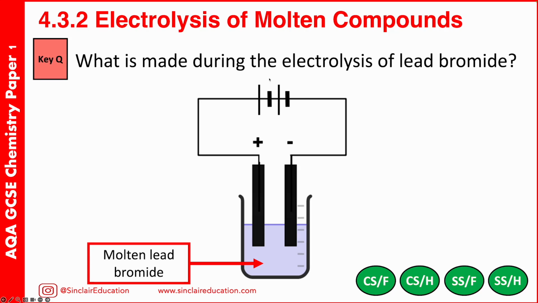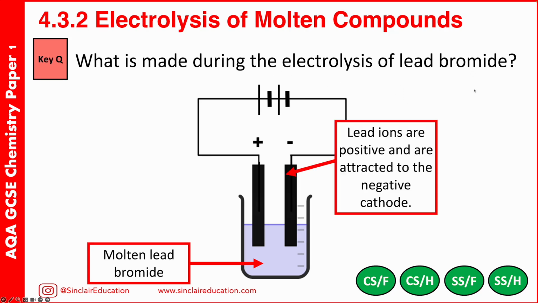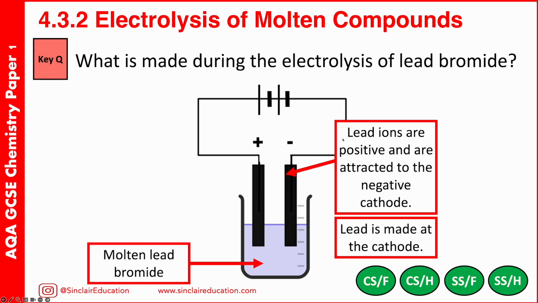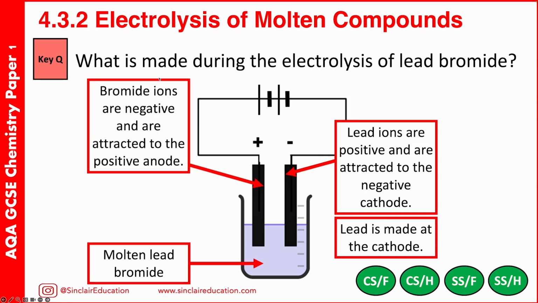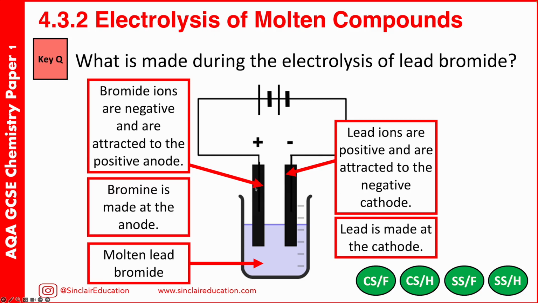One that's specifically mentioned in the specification is lead bromide. So if we've got the electrolysis of lead bromide, lead ions, the metal ions, are positive, and so they will be attracted to the negative cathode. So the lead ions will actually here gain electrons and they'll turn into lead. Over at the anode, the bromide ions are negative, and so they'll be attracted to the positive anode, and the bromine will be made at this one.